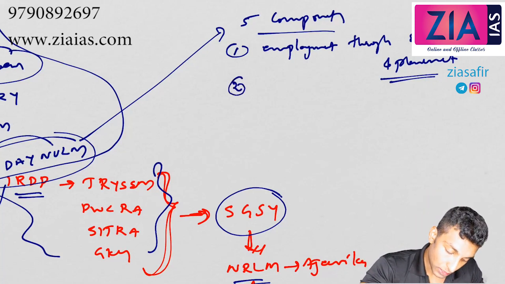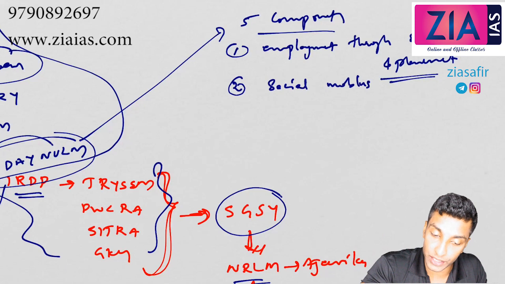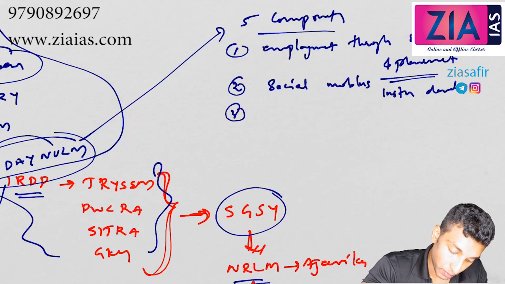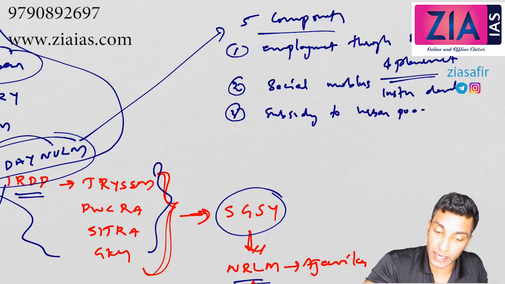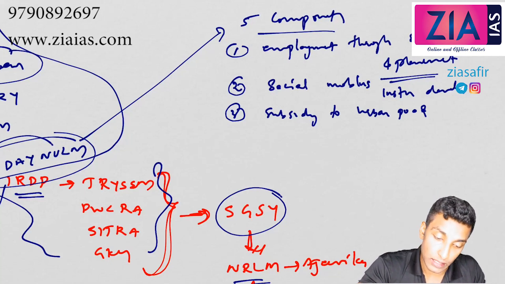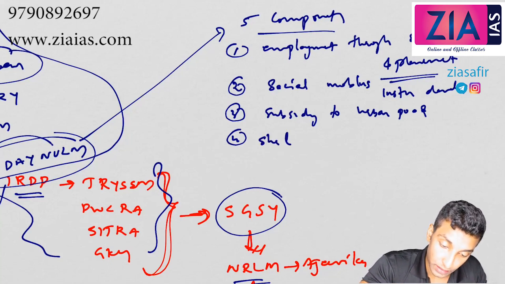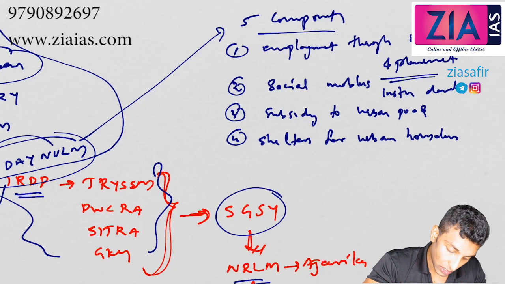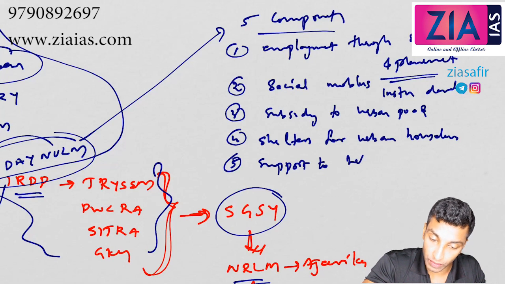Second one, social mobilization and institution development. Third, subsidy to urban poor. That means a subsidized loan, which is what I mean by self-employment. Once the training is given, a subsidized loan will be given. So, self-employment. Fourth one, shelters for urban houseless. Fifth, support to urban street vendors.